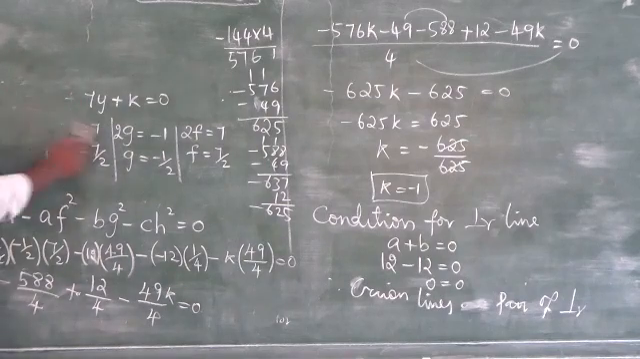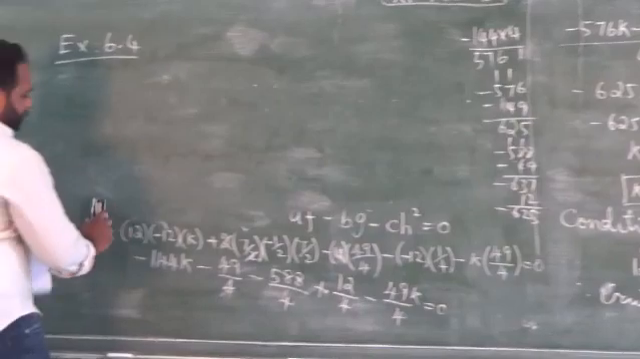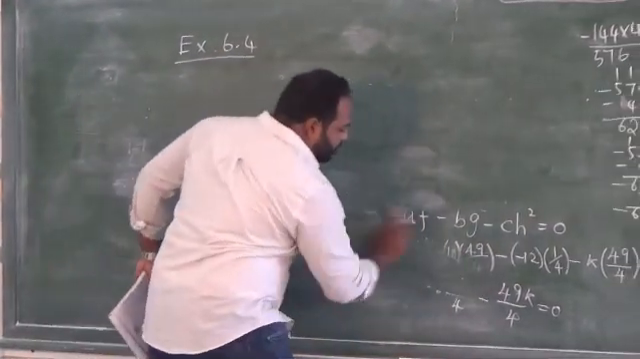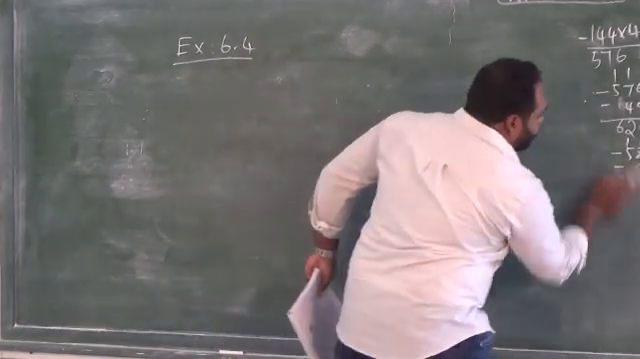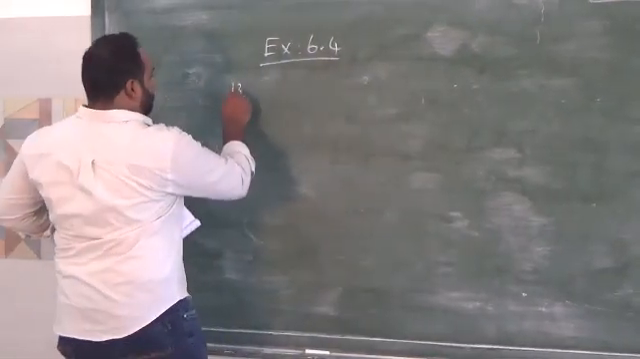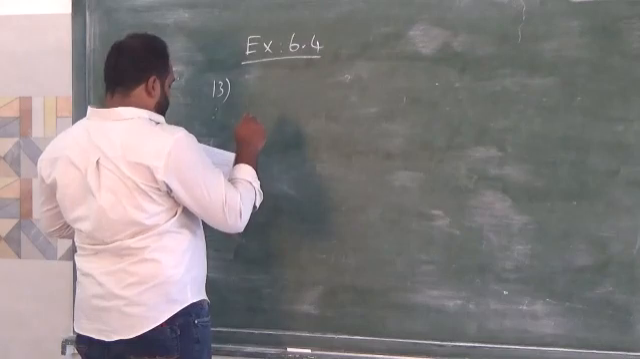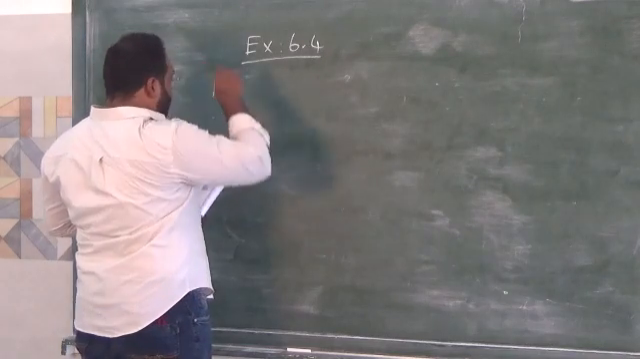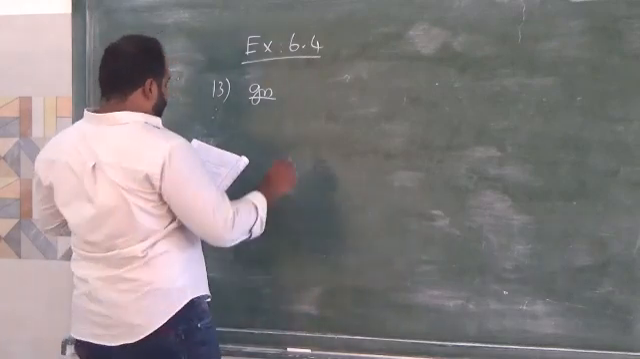Next we can go for question number 13. The question is: for what value of k? Here also we are going to do the same thing that we did in question number 12. Here also they asked us to find the value of k. Only one question they are asking, only the k value.